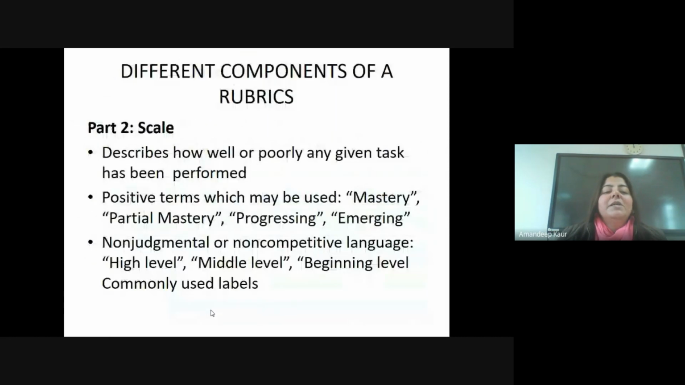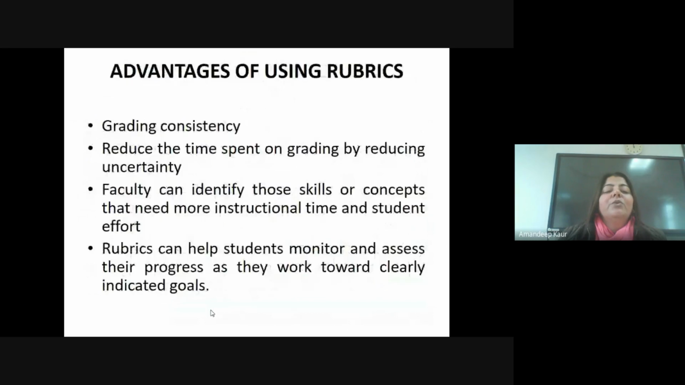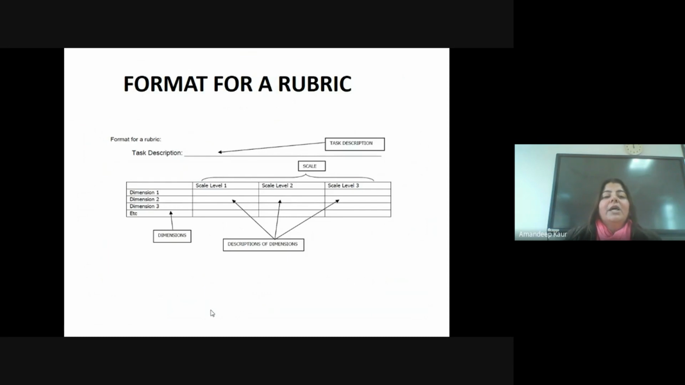That is why it is said that a rubric helps students to evaluate, monitor and assess their own progress as they work toward a clearly indicated goal. When the teacher is using a rubric sheet in a classroom, as the teacher assigns an activity to the student, along with that instruction the teacher needs to give the rubric sheet related to that activity. That rubric sheet helps the student act as a feedback tool when the student is performing that activity in his or her own personal time. So these are some of the advantages of using a rubric as a tool.